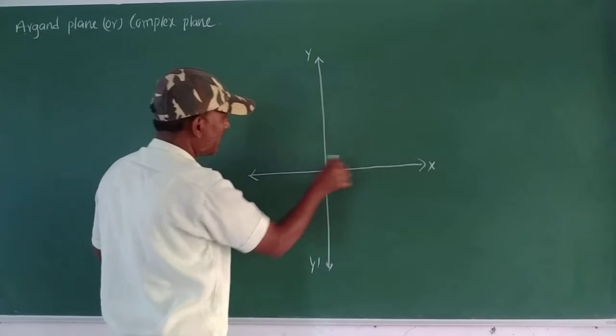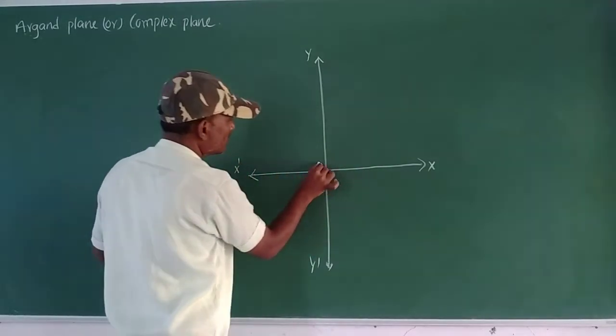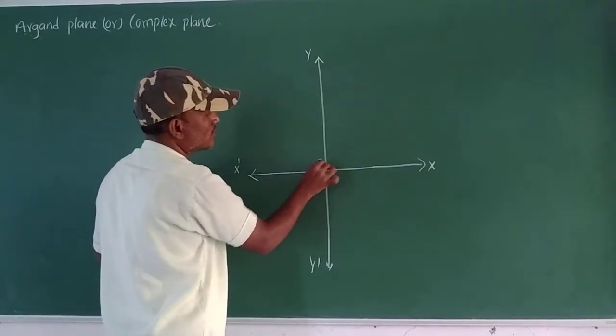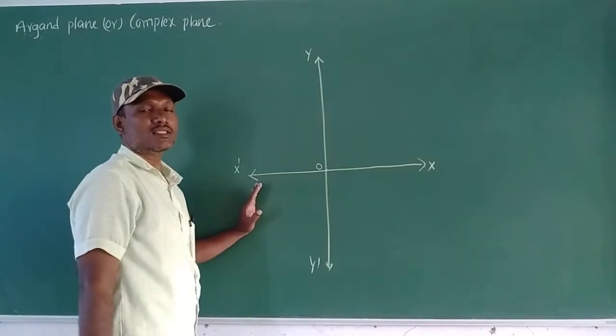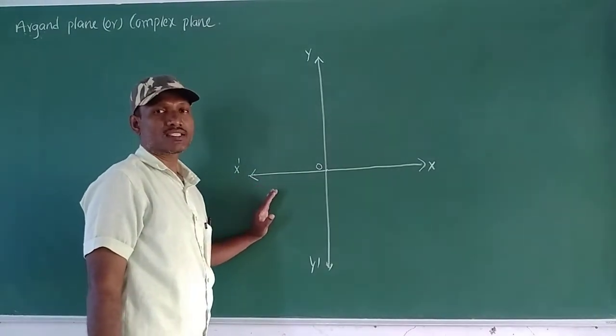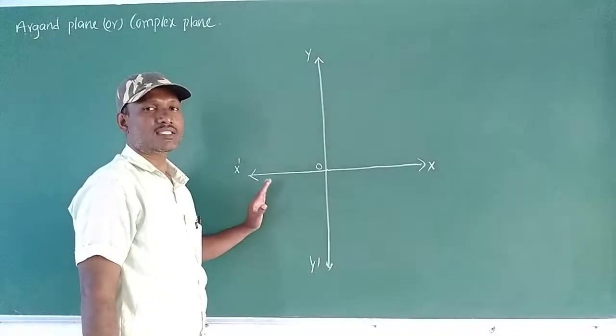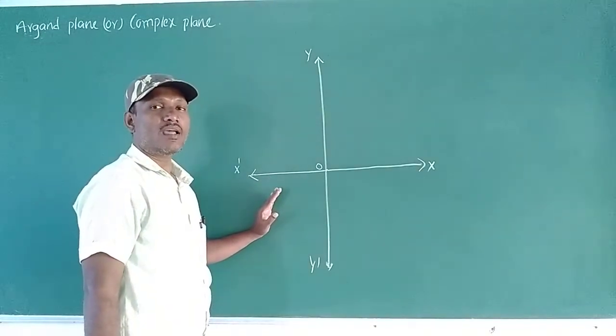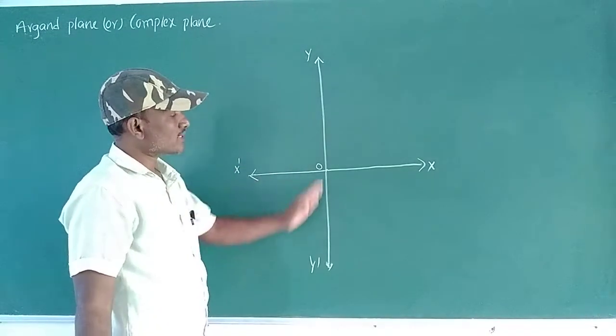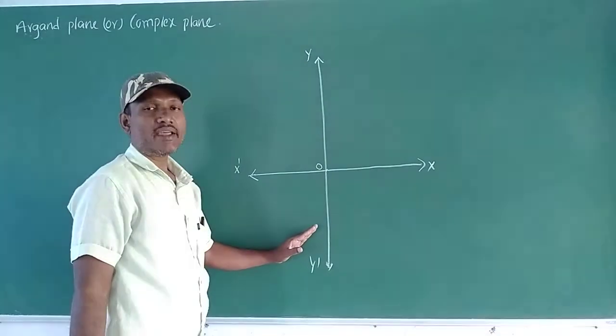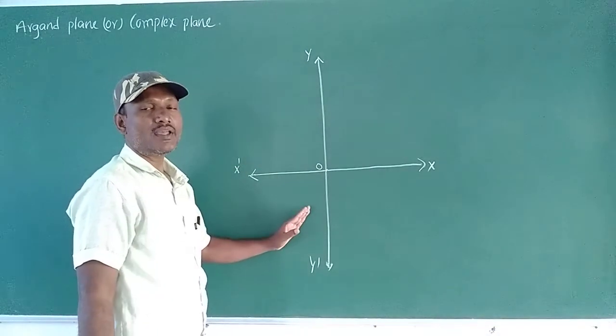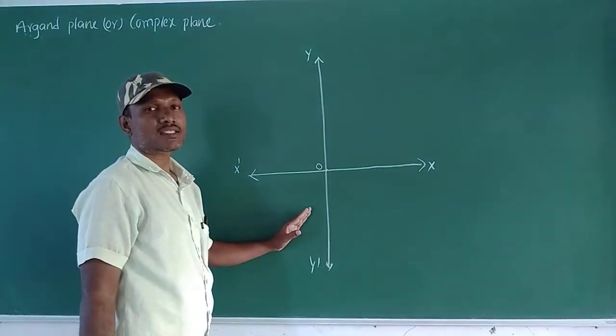Y dash, x, x dash. This is the origin. The x-axis is called the real axis. The y-axis is called the imaginary axis.